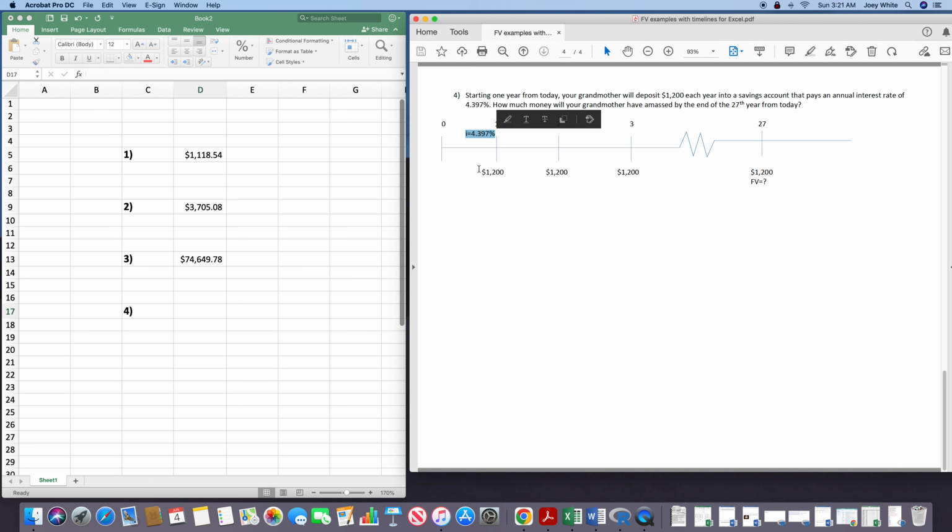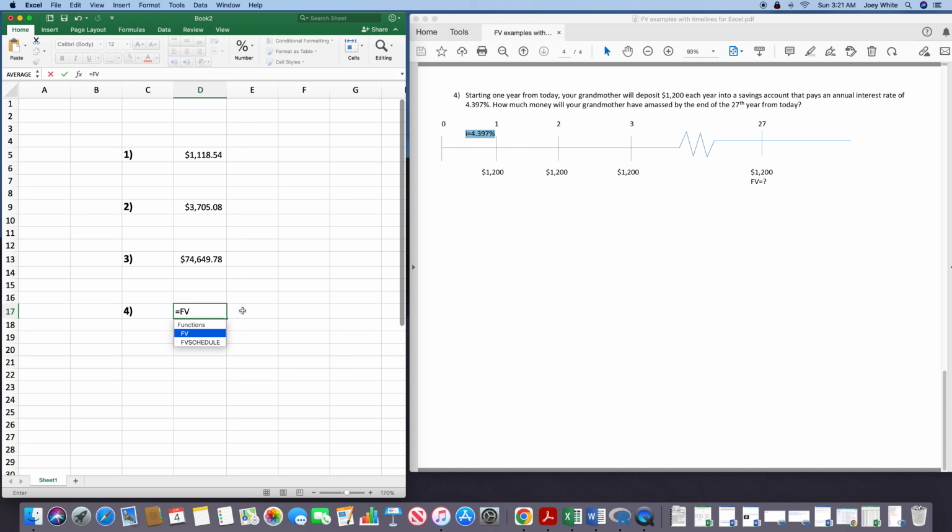All right, so let's go back. We'll put equal sign, FV, shift 9 to open a parentheses. The interest rate is 4.397%. So in decimal form, that's 0.04397. Then we'll put a comma to do a new input. Number of periods, that is 27 years, comma. Payment, that's 1,200. So we need to put a negative 1200. It's a negative because it's an outflow. Okay. It's a deposit into a savings account, so it's an outflow.